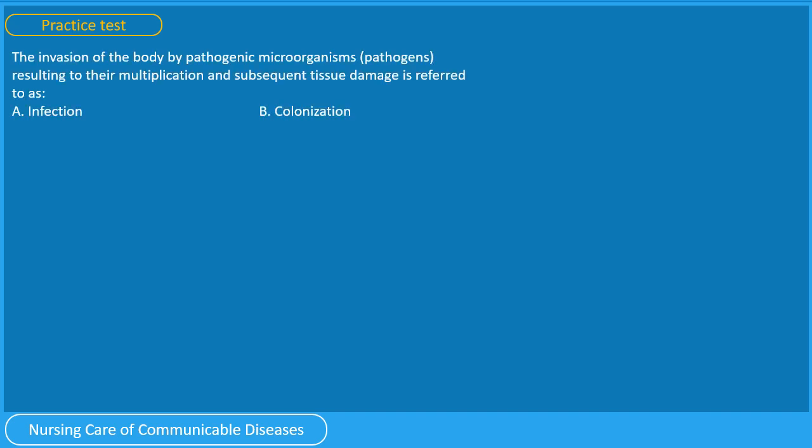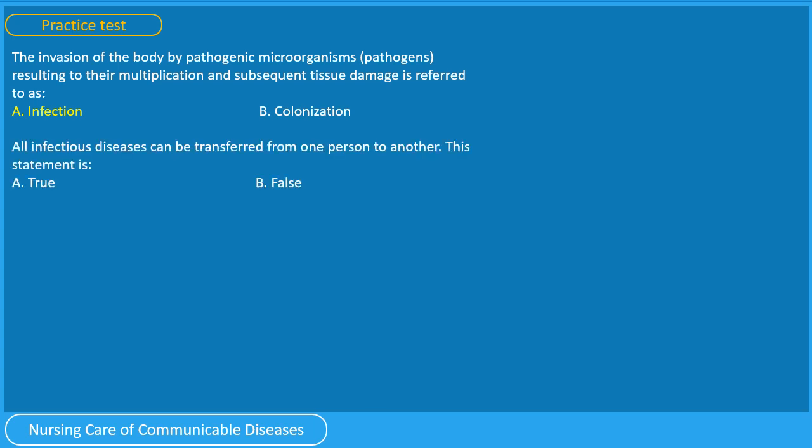The invasion of the body by pathogenic microorganisms resulting to their multiplication and subsequent tissue damage is referred to as A. Infection or B. Colonization. You have 5 seconds. If you answered A, you are correct.